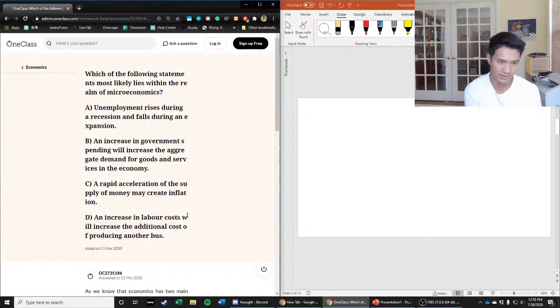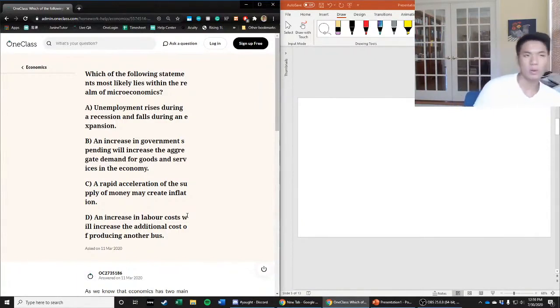Next question says, which of the following statements most likely lies within the realm of microeconomics? A, unemployment rises during a recession and falls during an expansion. B, an increase in government spending will increase the aggregate demand for goods and services in the economy. C, a rapid acceleration of the supply of money may create inflation. Or D, an increase in labor costs will increase the additional cost of producing another bus.